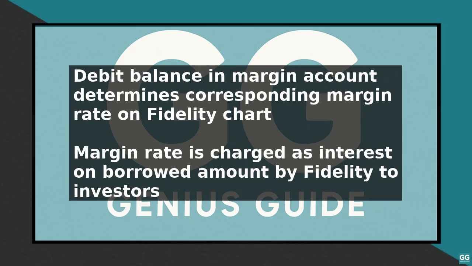For instance, let's say you have a debit balance of $10,000. According to Fidelity's rate chart, the margin rate for this tier is 8.825%. This means you will be charged 8.825% interest on the $10,000 you borrowed. It's essential to keep in mind that margin rates are subject to change and may fluctuate based on market conditions.